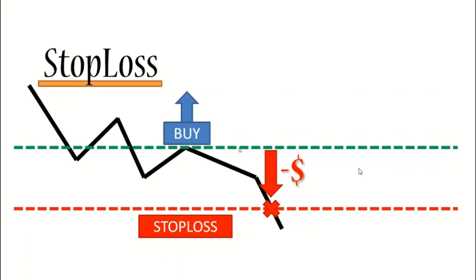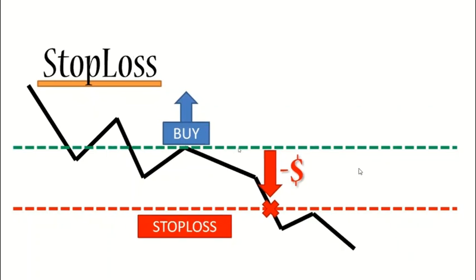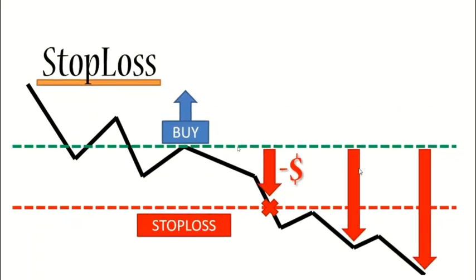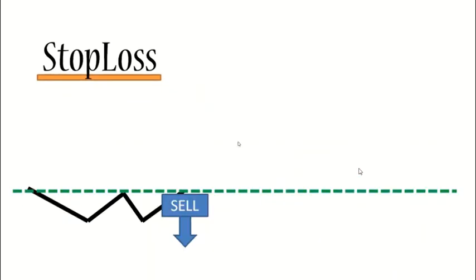Now, let's say you didn't set a stop loss in this case, and the price kept continuing down. Guess what? This is where you lose your money. That's another area where you will lose your money.